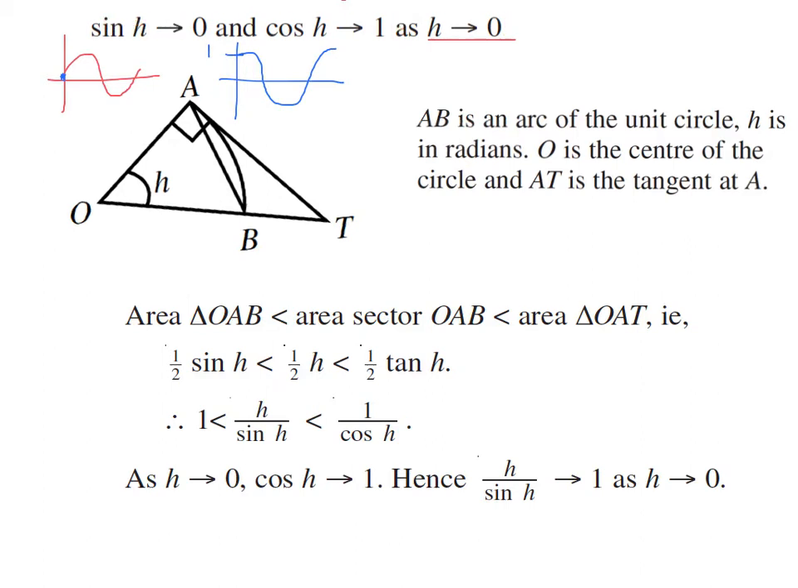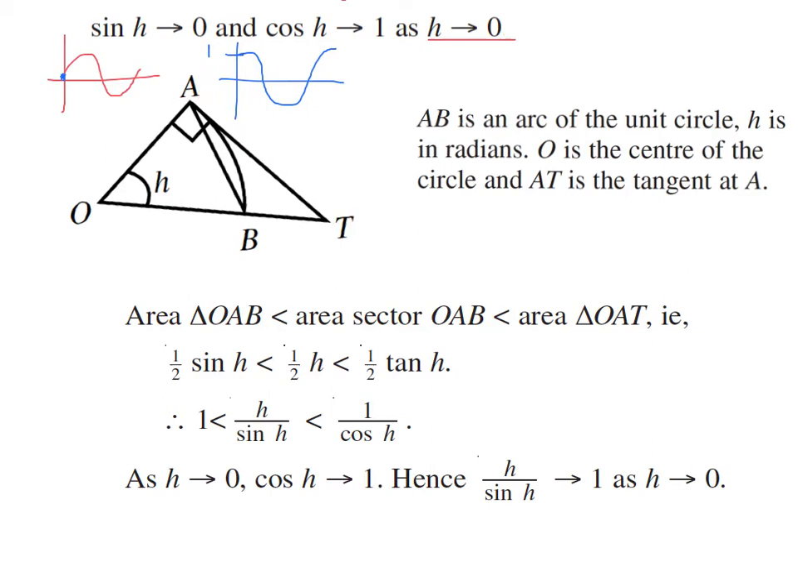And we're going to use that now to work out this relationship down the bottom here. So let's have a look at this diagram here of this triangle, where AB is an arc of the unit circle. So that's a unit circle. That means OA and OB are both 1 unit. That's what unit circle means, that the radius is 1. O is the centre of the circle, and AT is the tangent at A. So AT, that's the tangent.